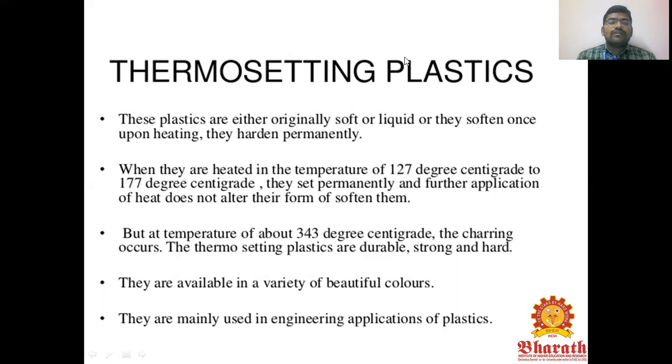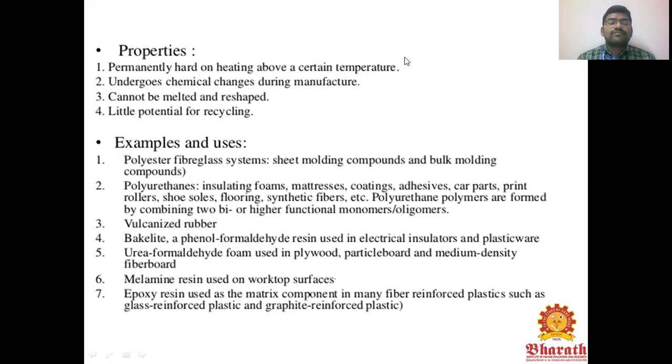But at a temperature of about 343 degrees centigrade, charring occurs. Thermosetting plastics are durable, strong, and hard materials. They are available in a variety of beautiful colors. They are mainly used in engineering applications of plastic materials. The properties are permanently hard on heating above a certain temperature, and they undergo chemical changes during manufacture only. This material cannot be melted and reshaped, and there is little potential for recycling it.